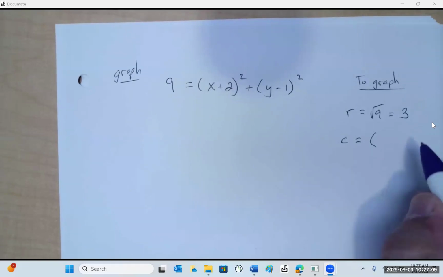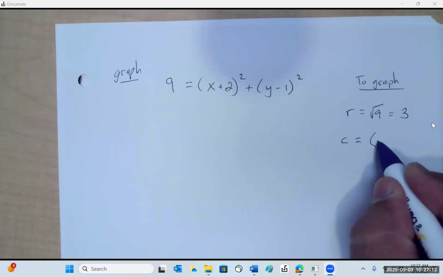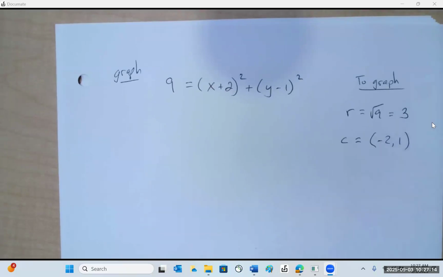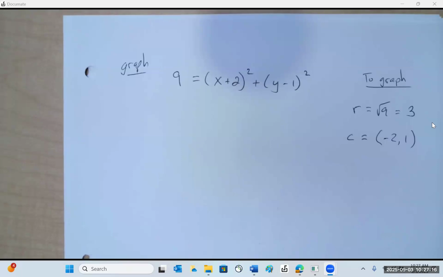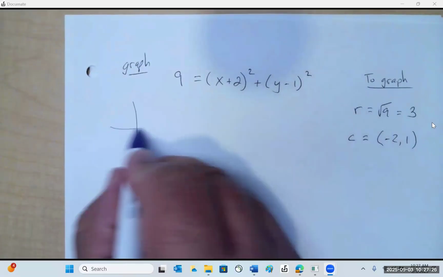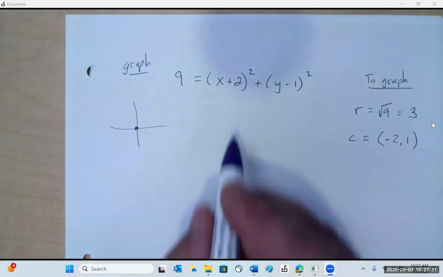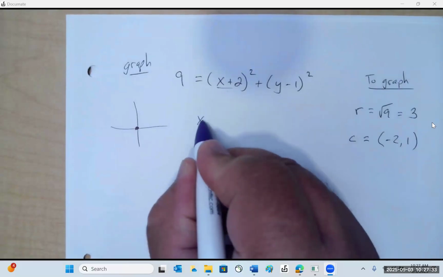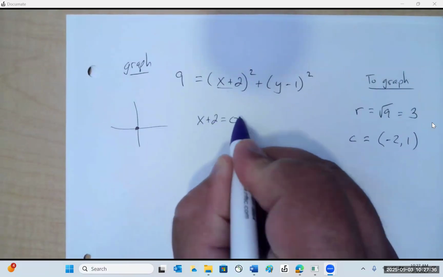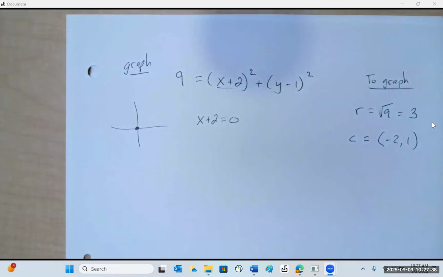What's my center? Negative 2 comma 1. What? It's always opposite. The reason being, what we did originally, every time we started, the center is in the middle, at the origin. So what would we have to do to make that equal 0 again? That's why you flip it. It's always opposite.